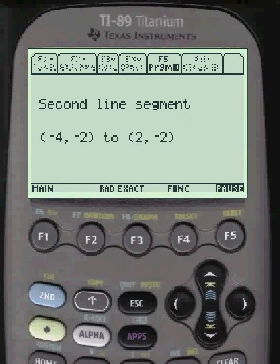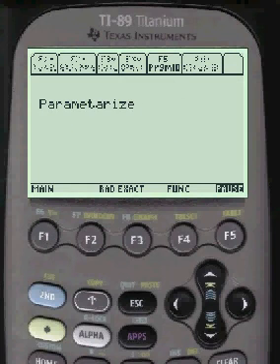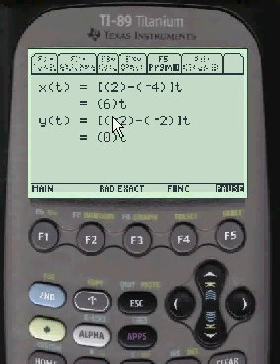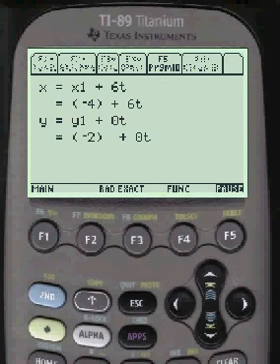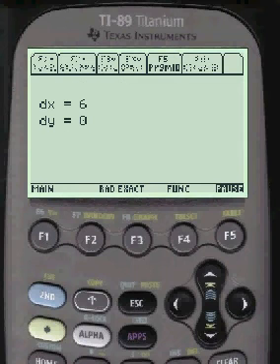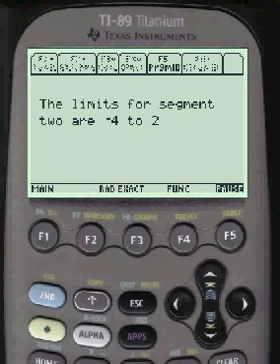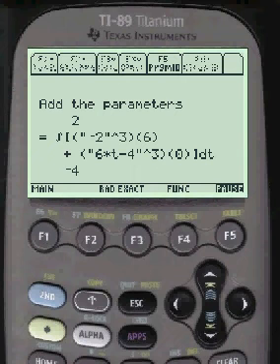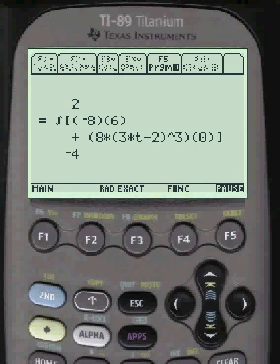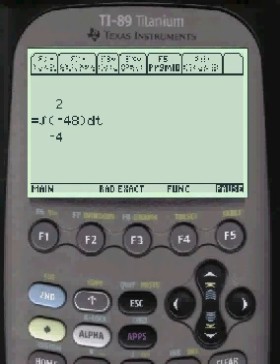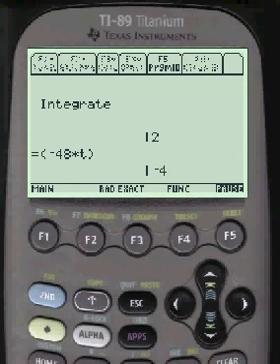Segment 2. Here's segment 2. You have to do all this, x of t, and we're adding the parameters again. And x and y formulas, and then the derivatives of that. Limits are from minus 4 to 2. We set up the integral, adding the parameters to the y and x values of the original function, and go through the problem. You can pause this quickly, if you're looking at it, to write down everything you want to see.